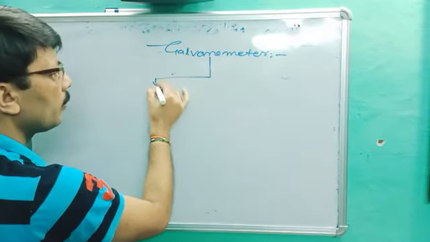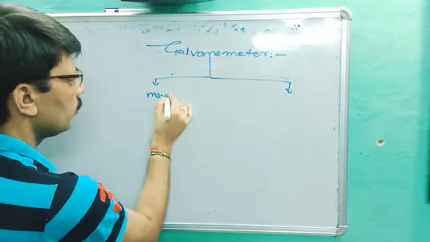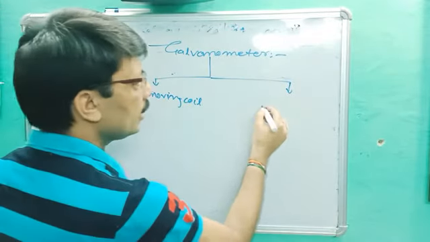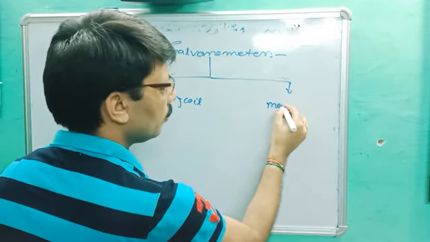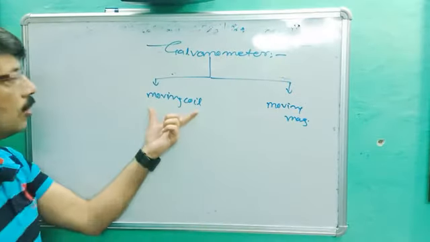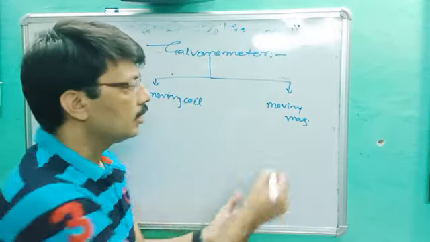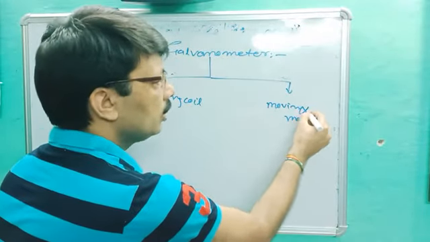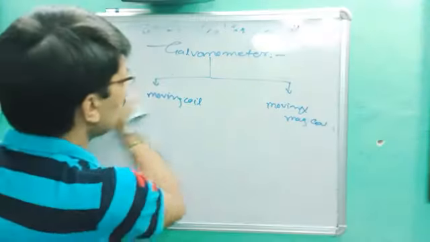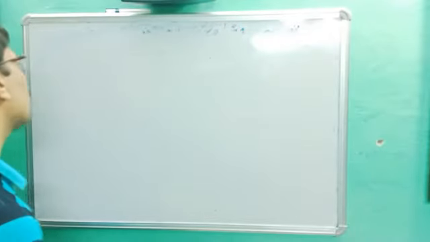There are two types of galvanometer. First is called moving coil galvanometer. Second is moving magnet galvanometer. This is not in your syllabus, so in your syllabus it is moving coil galvanometer. So make the heading: moving coil galvanometer.